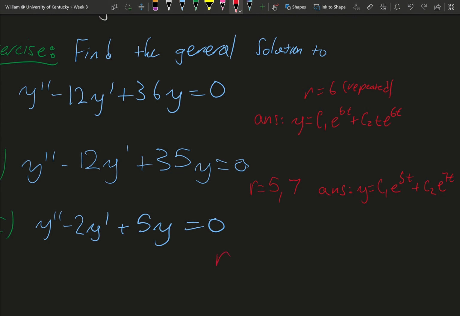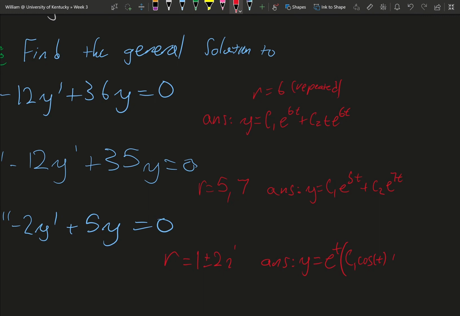And lastly, for this one down here, you should have gotten complex roots. r is 1 plus or minus 2i. And so then our answer is y equals, another way I can write this, I can pull the e to the t out front, c1 cosine of 2t plus c2 sine of 2t.